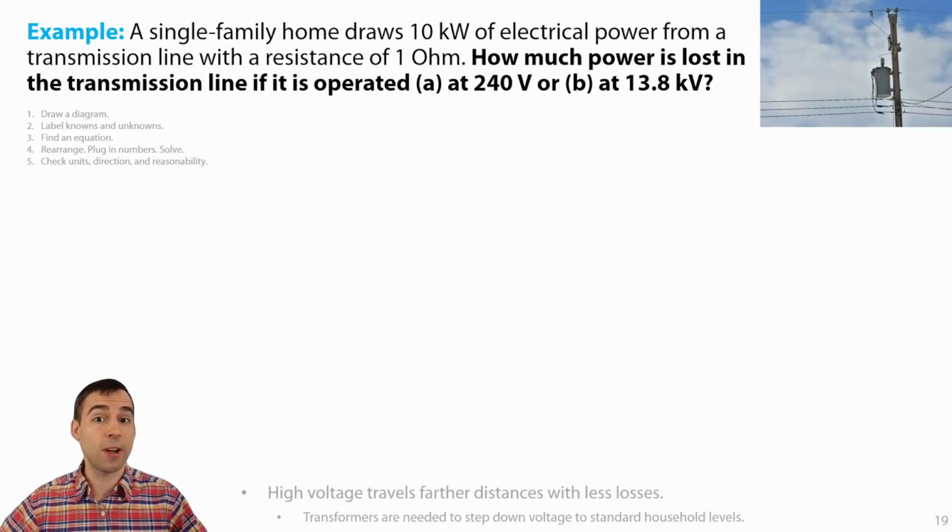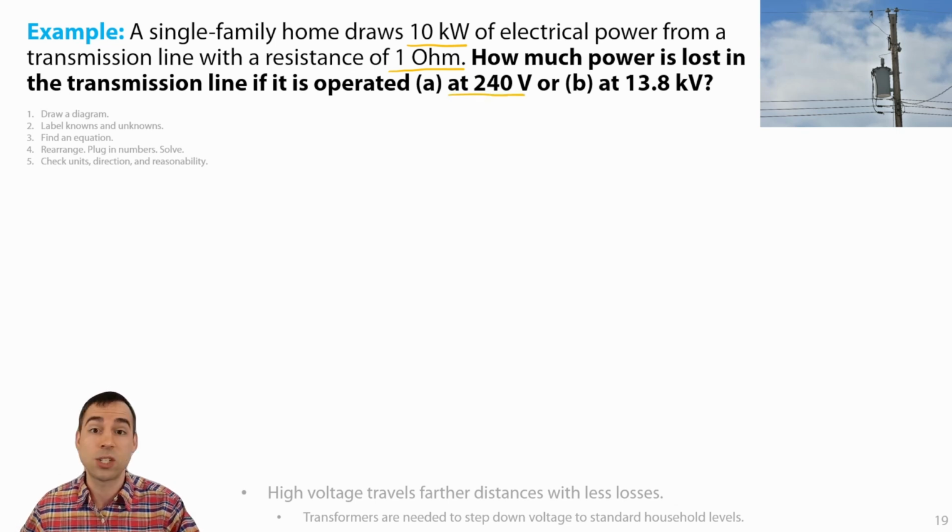So here we have an example talking about how power is lost through power transmission lines as it arrives at your house. Let's think about our house, which draws 10 kilowatts of electrical power from a power line, and the power line has a resistance of 1 ohm. Let's ask ourselves, how much power is lost in two different transmission lines, one that is operated at 240 volts and one that is operated at 14 kilovolts? This would be like a high voltage line, and the 240 volts would be like a low voltage line.